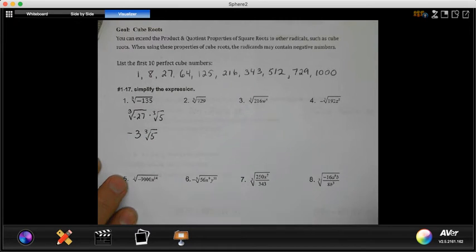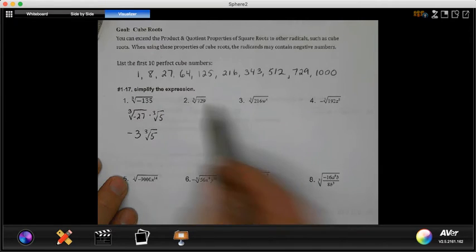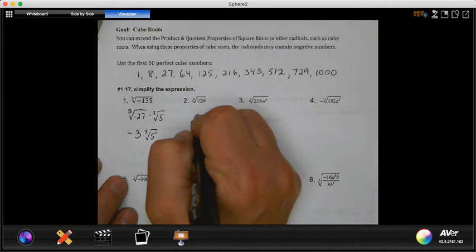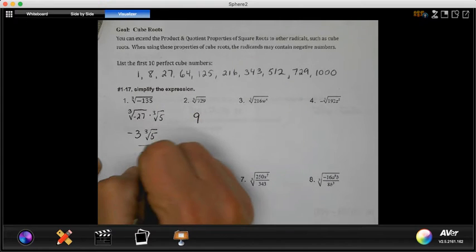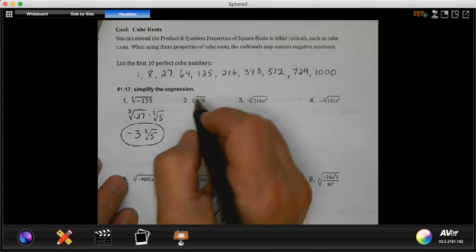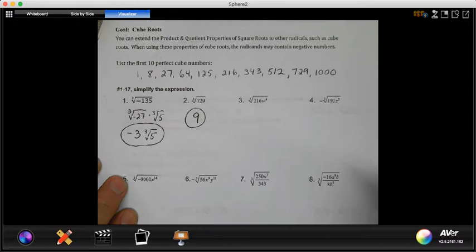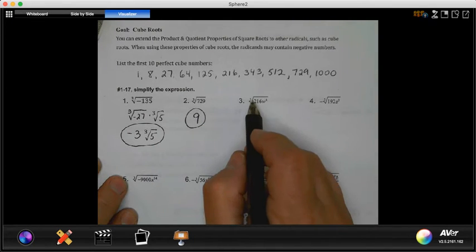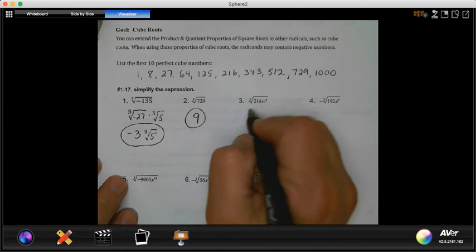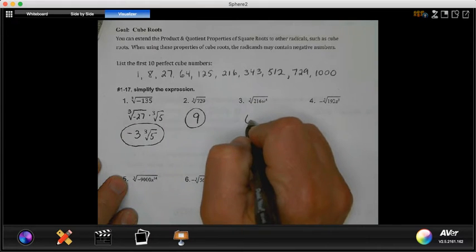So it's the same as square roots. You just have a little 3 and you're dealing with perfect cubes, not perfect squares. Okay? 729 is a perfect cube. The cube root of 729 is 9. So I'll circle my answers for you guys so you can see them. 216 is up there. So the cube root of 216 is 6.